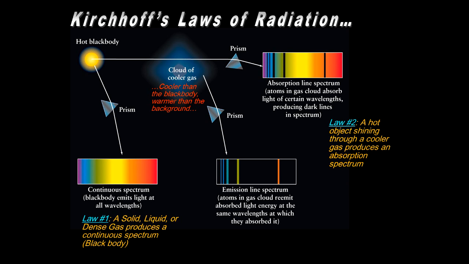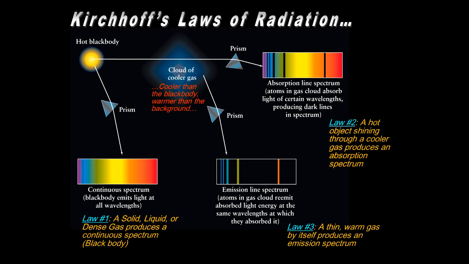And so law number two, with the cloud of cooler gas in front of the black body, is that a hot object shining through a cooler gas, that would be the hot black body, produces an absorption spectrum. And then this same cloud is warmer than the background here, and there's no hot body in back of it, so it now is considered a warm cloud, and it actually emits light that goes through a prism, and that light is spread out, and it reveals an emission line spectrum. So that's the same phenomenon as the flame, the material put in the flame, vaporized, producing emission lines. So law 3, a thin, warm gas by itself produces an emission spectrum.